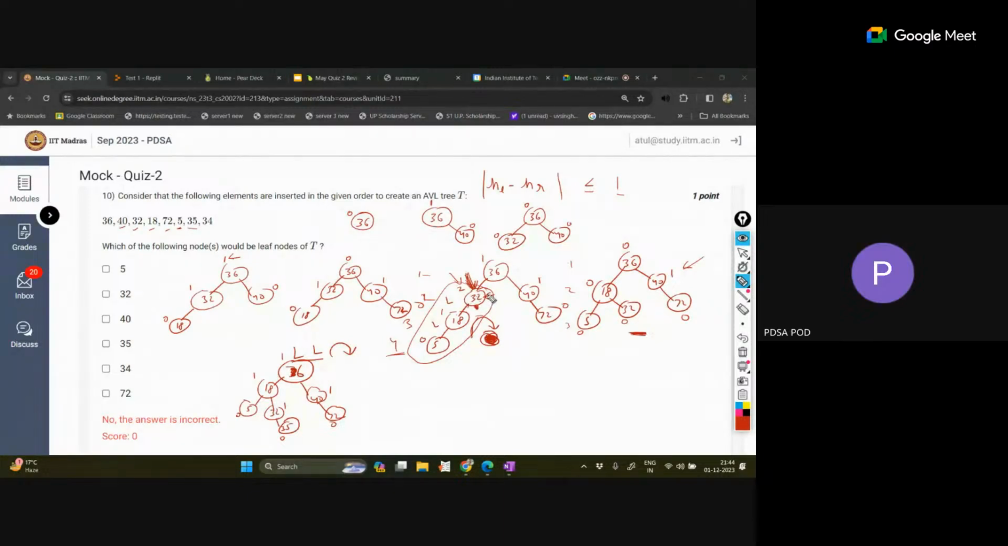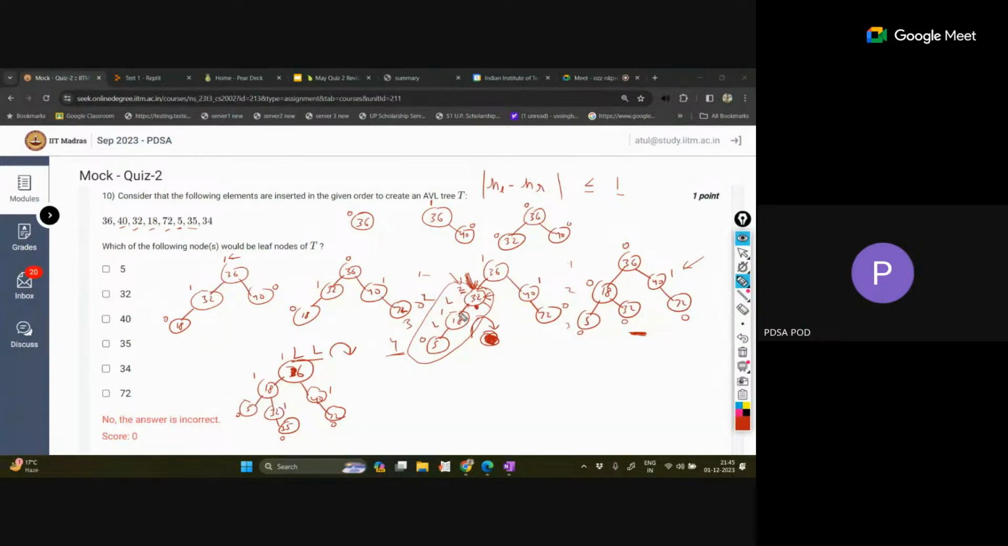If we are calculating the balance factor for 32, just look below from 32. On the left side, 2. Right side, 0. So 2 minus 0, 2. The right subtree is not yet existing, so you are comparing with that. Here there's no right partner, so we are taking 0 height on the right. So 2 minus 0 is 2.